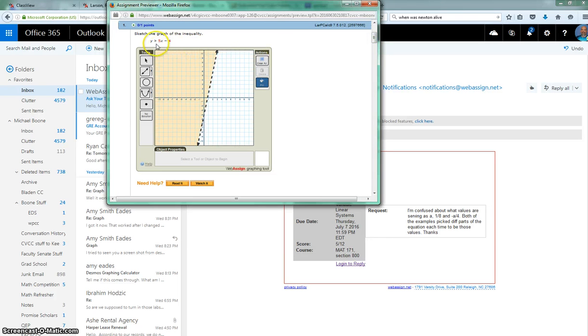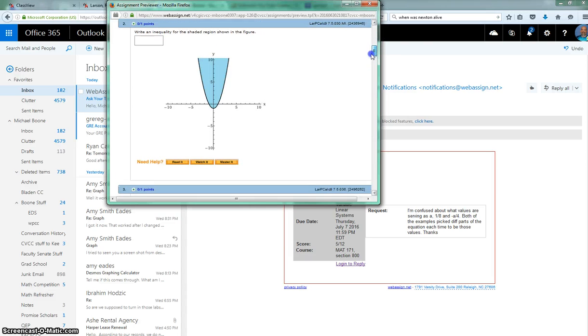If it would have been a greater than or equal to, then I would have had to have a solid line and then shade it in. Another one is like number 2.